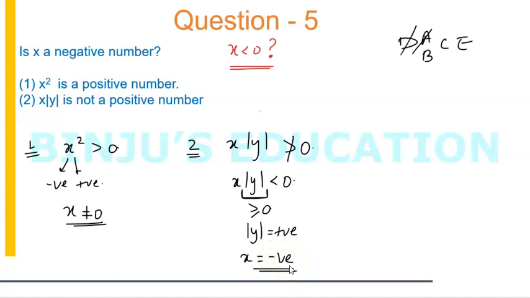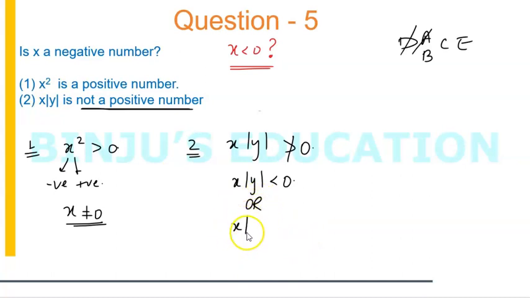So you'll just quickly jump to the conclusion that the answer is B, and this is exactly where you are wrong. Understand the statement carefully. It's saying it's not a positive number. It's not a positive does not mean that the result is negative. The result is negative or the result is 0.